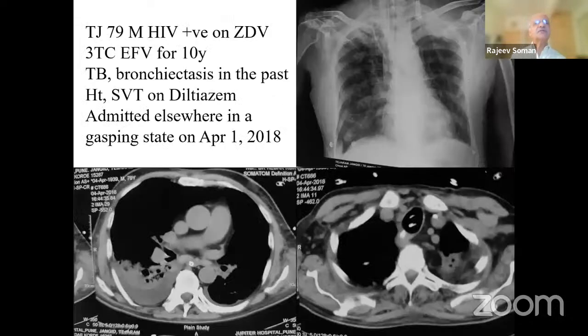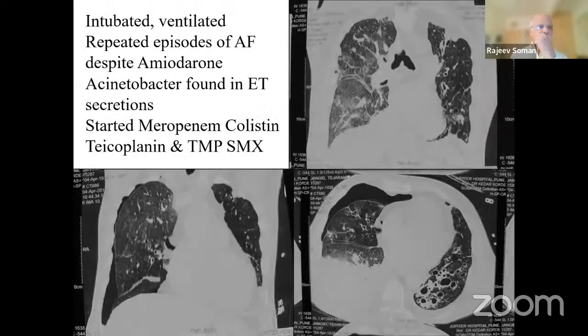Let's move to this case. So this is an elderly gentleman, 79-year-old, HIV positive on zidovudine, 3TC and efavirenz for the last 10 years. He had TB bronchiectasis in the past. He had supraventricular tachycardia as well as hypertension on diltiazem, and he was admitted elsewhere in a gasping state. So he was intubated, ventilated. There were repeated episodes of atrial fibrillation despite the amiodarone.